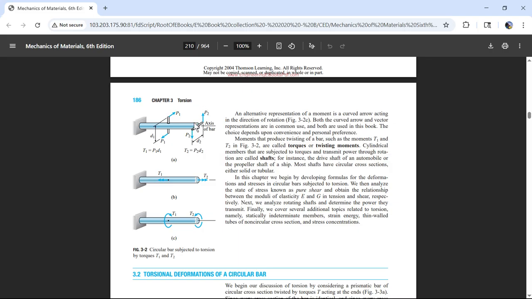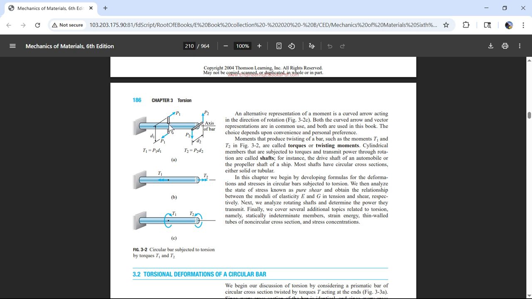These are equal. P2 is equal to P2, and they're opposite. This one's up, this one's down. Equal distance D2. And this one provides that moment, if we're looking at the bar this way, it's going to be counterclockwise, and this provides a clockwise moment or torque, T1.